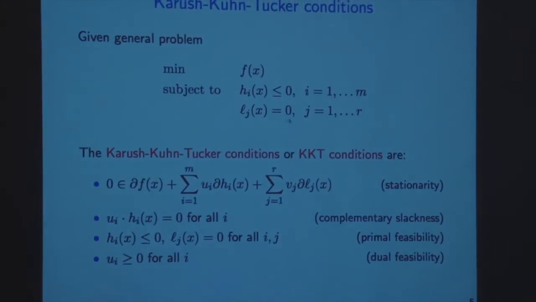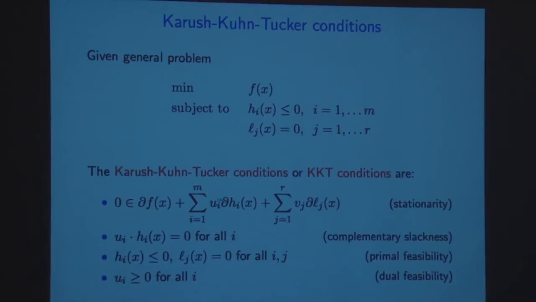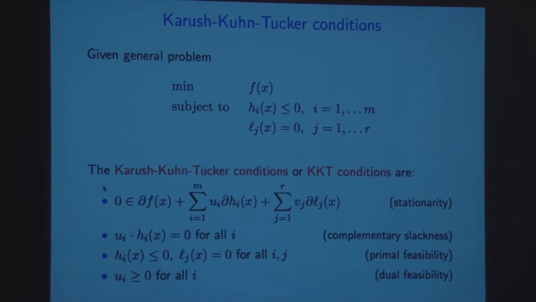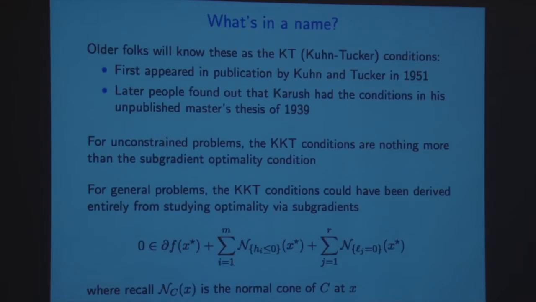Okay, so for unconstrained problems, the KKT conditions are nothing more than just the subgradient optimality condition, right? If we look back and we have no constraints whatsoever, so that means that m is 0 and r is 0, so we have no inequality or equality constraints, then stationarity, right, there are no dual variables here, reduces just to 0 being a subgradient of f at x. We already know that's necessary and sufficient for f being minimized at x. All of these conditions are vacuous. Right? They don't mean anything because we have no constraints. So for unconstrained problems, KKT conditions are the same as subgradient optimality.